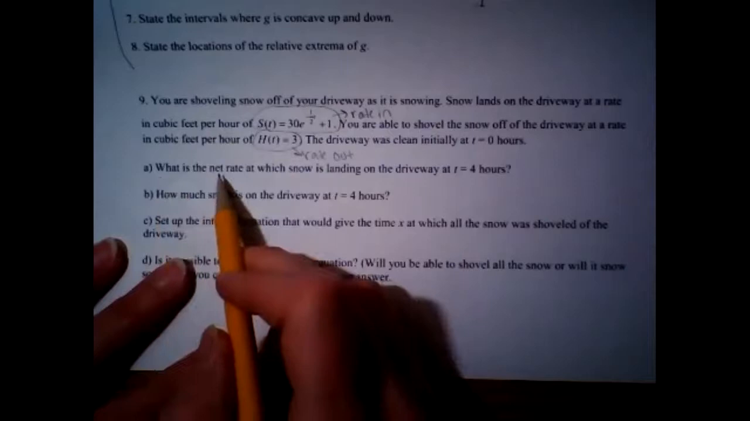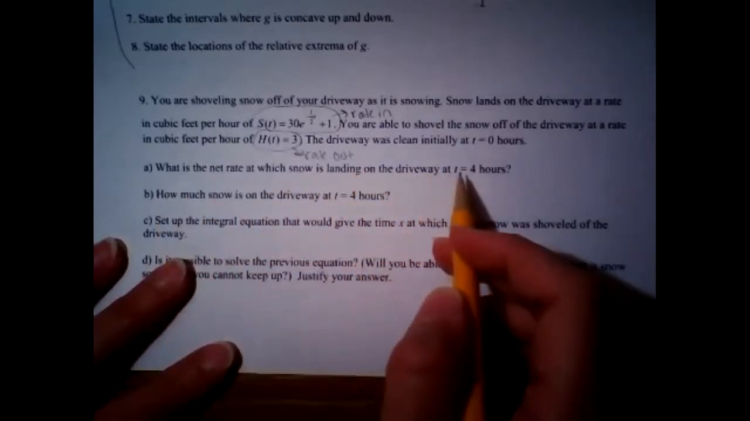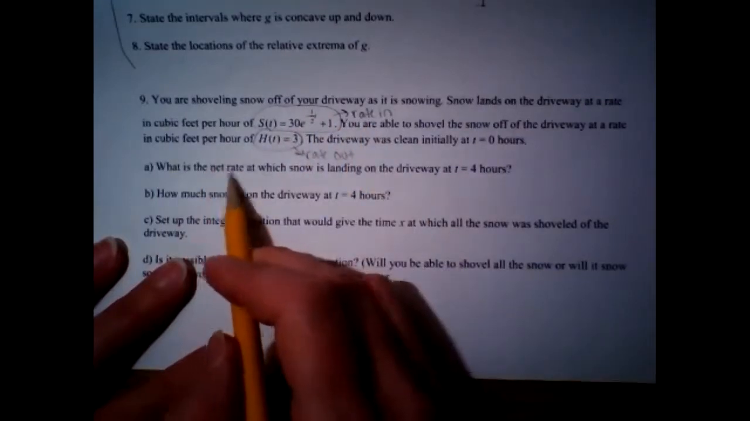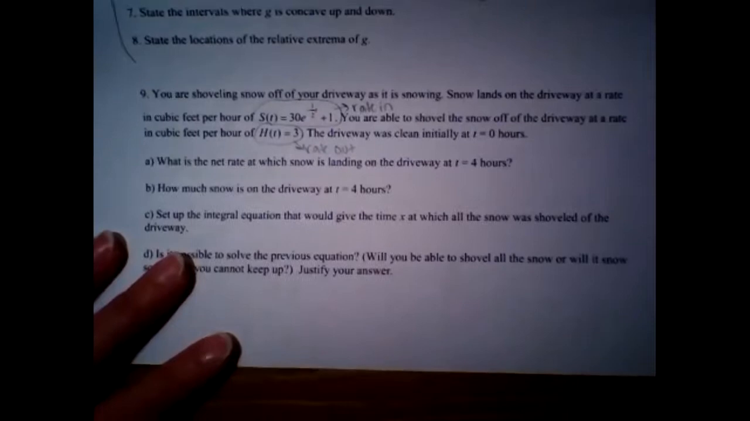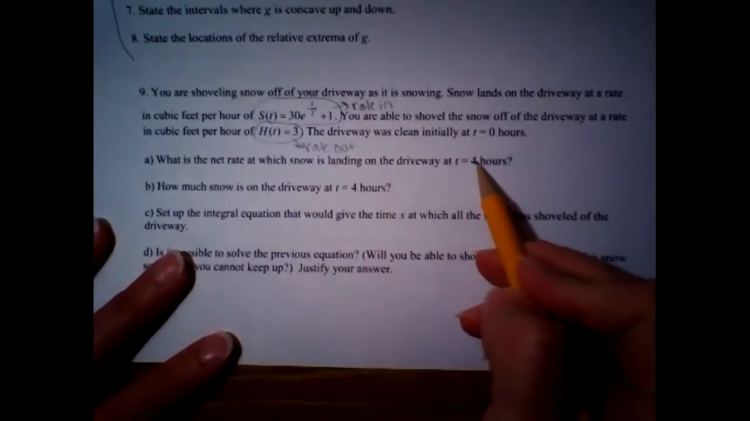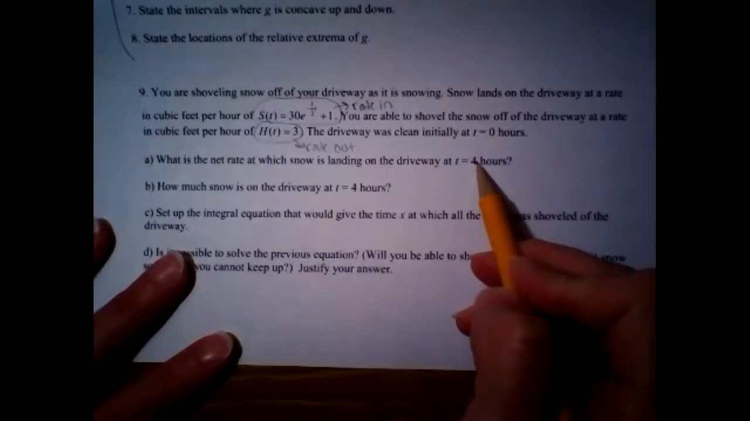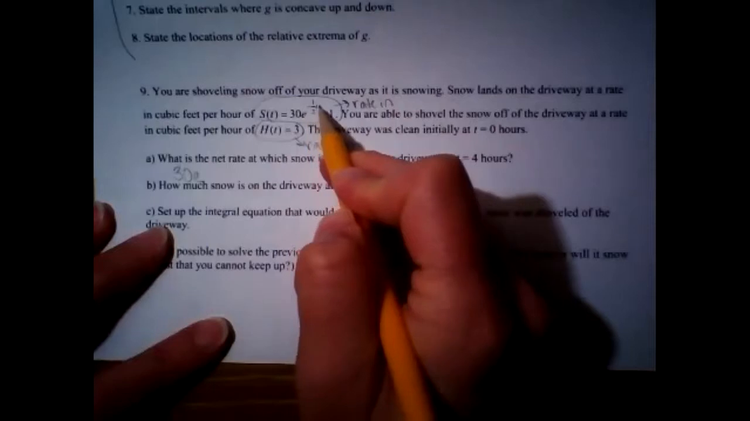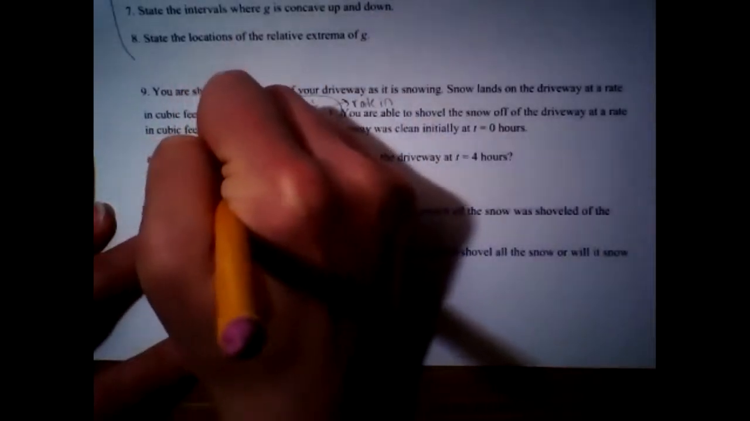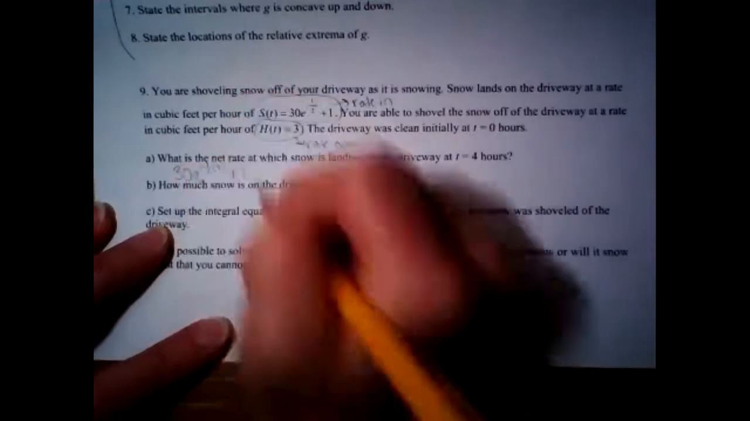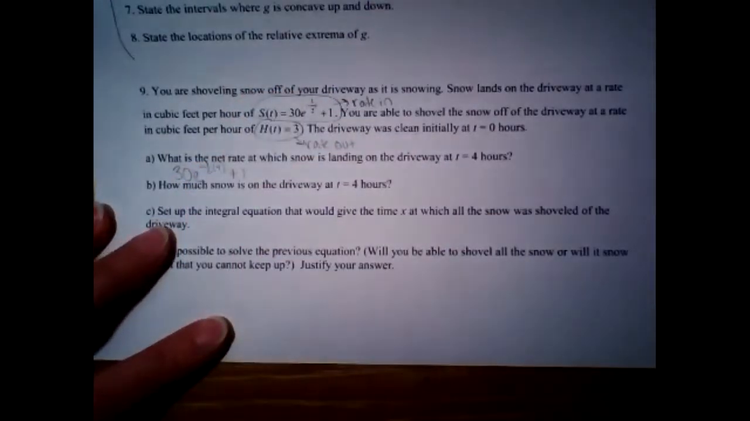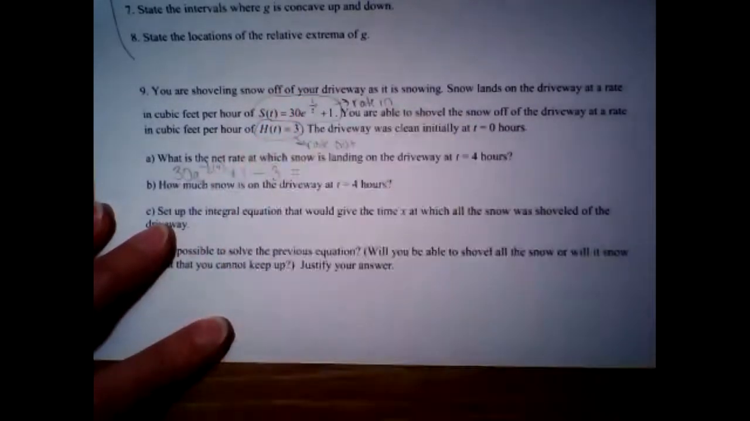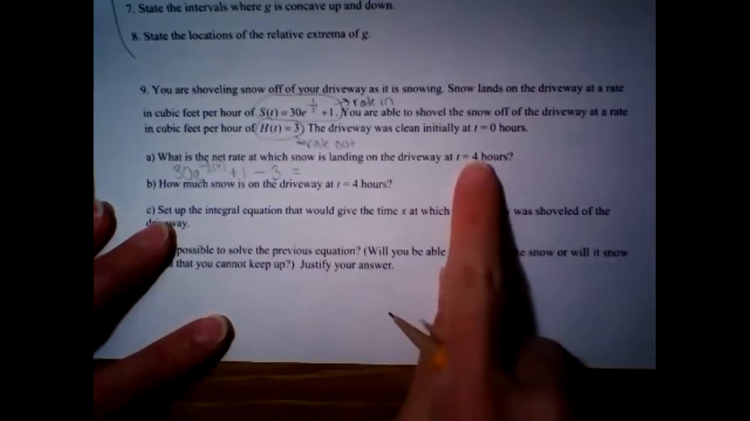So letter A, what is the net rate at which snow is landing on the driveway at time 4 hours? These equations are rates, and you were asked for a net rate. So you don't have to do a derivative. You don't have to do an integral. All you're going to have to do is plug in 4. Rate in minus rate out. So this is going to be 30 e to the power -1/2 times 4 plus 1. That's the rate in. So I just plugged in 4. And then minus the rate out, which is 3. So rate in minus rate out at time 4.